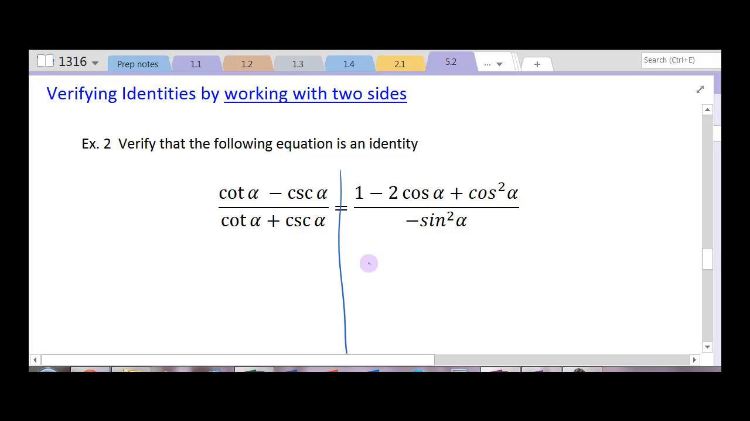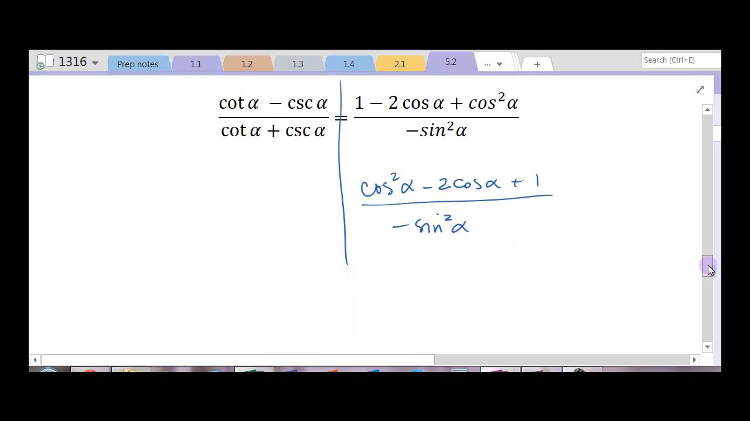I'm going to rewrite this so that my leading term is the squared term because I'm used to seeing it that way. So I'm going to let this look like cosine squared alpha minus 2 cosine alpha plus 1 all over negative sine squared alpha. So if I factor the numerator, it would factor into cosine minus 1, cosine minus 1.